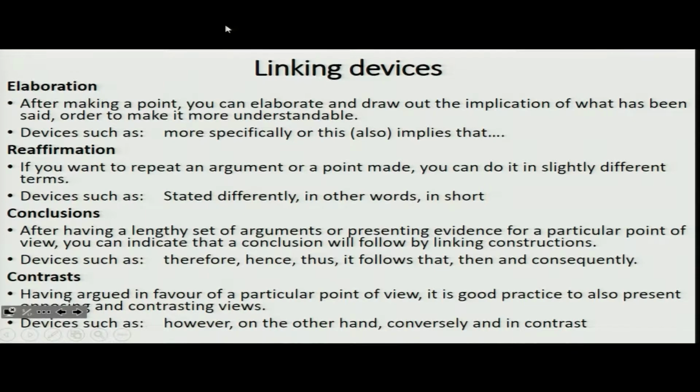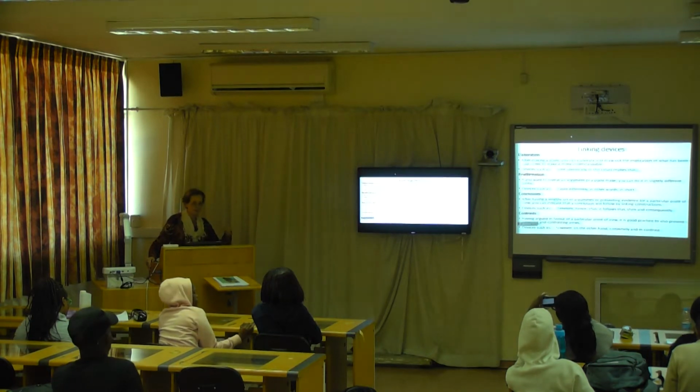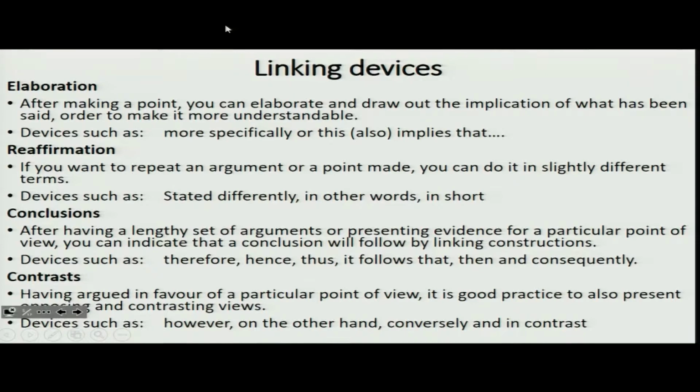Okay. We have 4 main groups of linking devices that can link 2 sentences together. We have the first one, which is called elaboration. In other words, if you use these linking words, it is more about elaborating on the issue that you've already explained previously. So it says here, after making a point, you can elaborate and draw out the implication of what has been said in order to make it more understandable. So examples of this are, more specifically, or you can say, this implies that, or this also implies that, and you go on with your sentence.